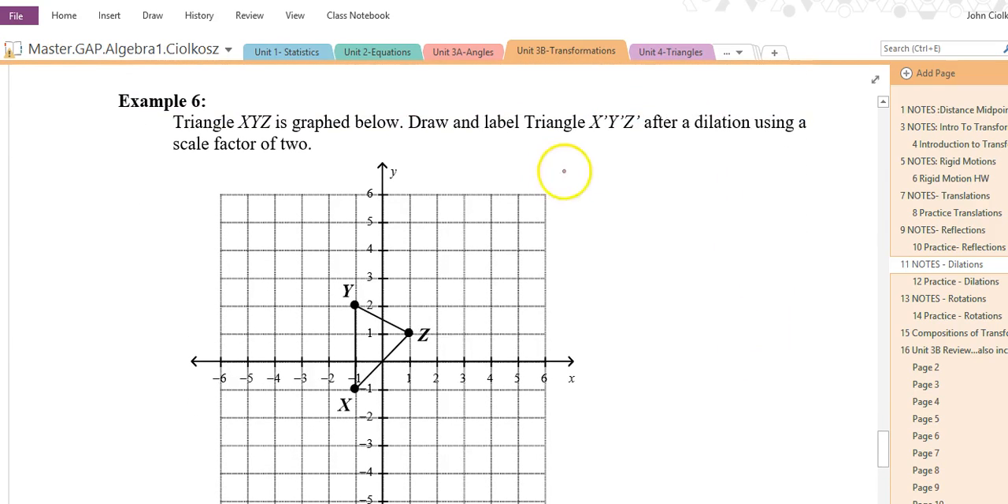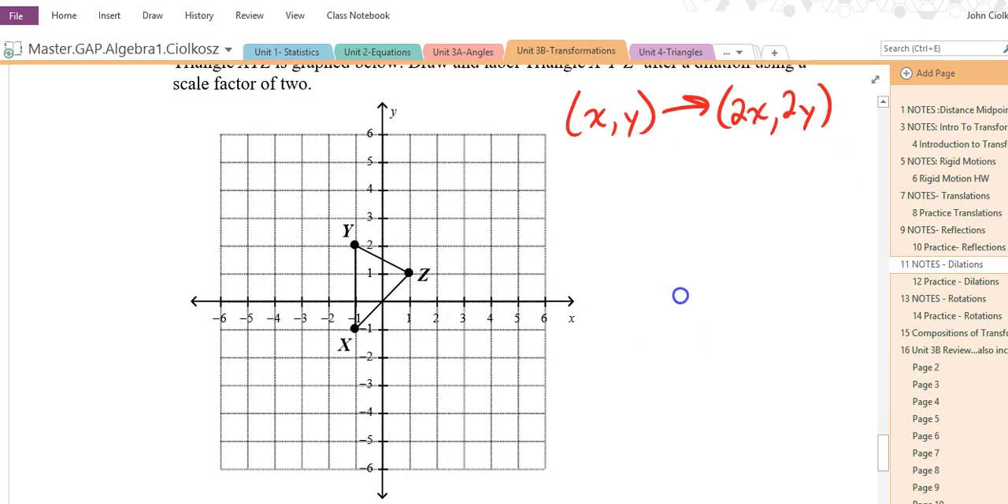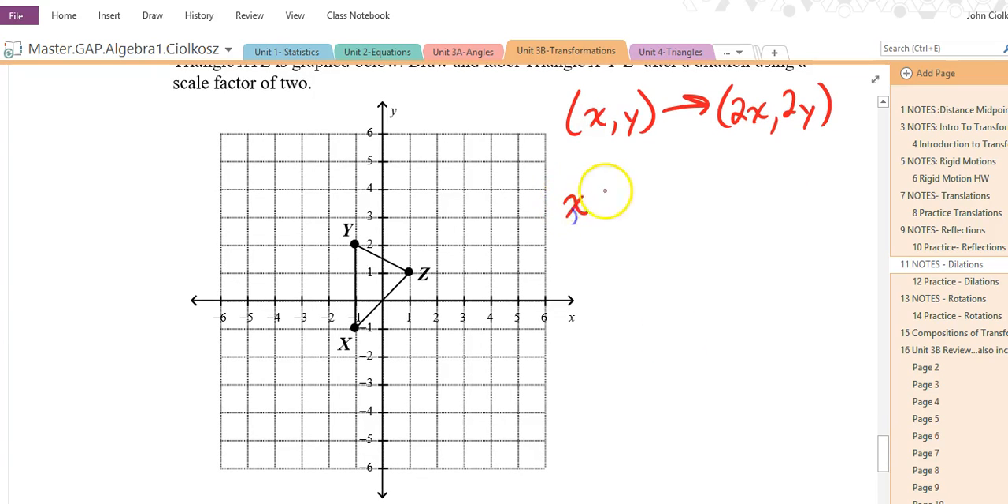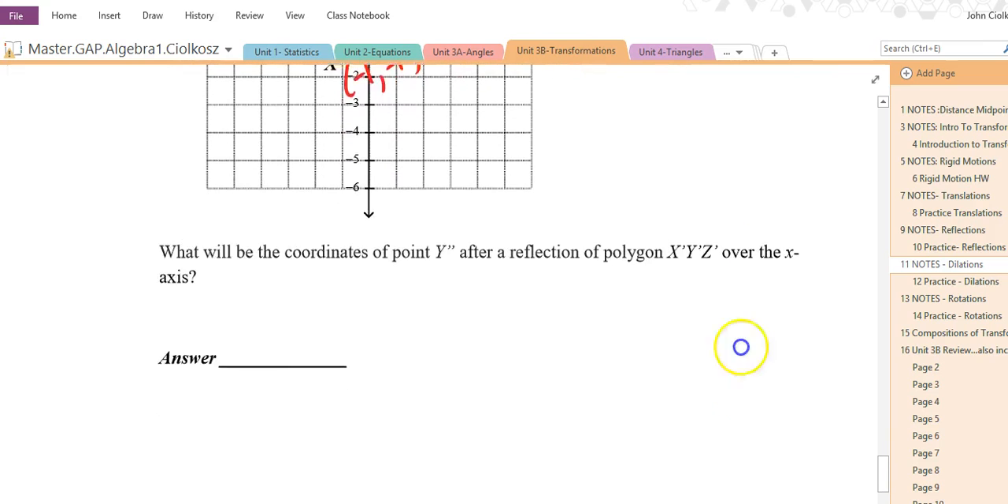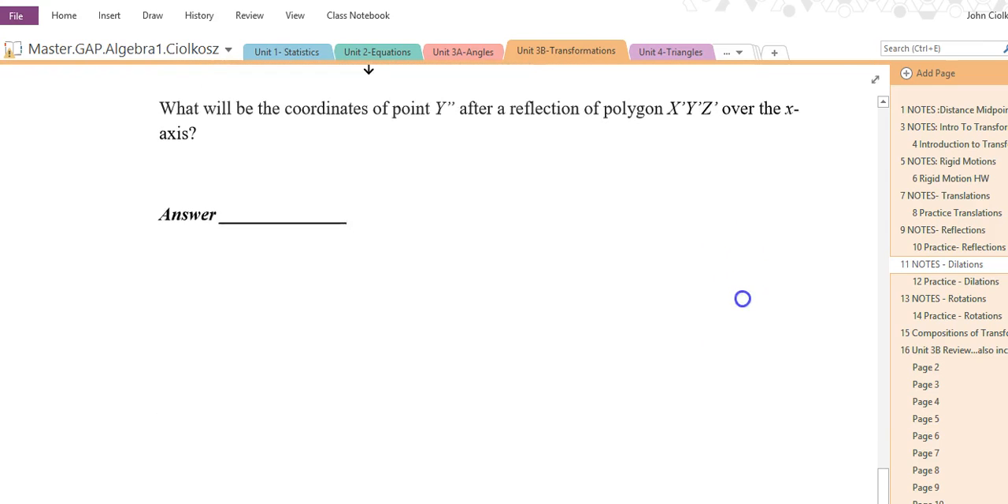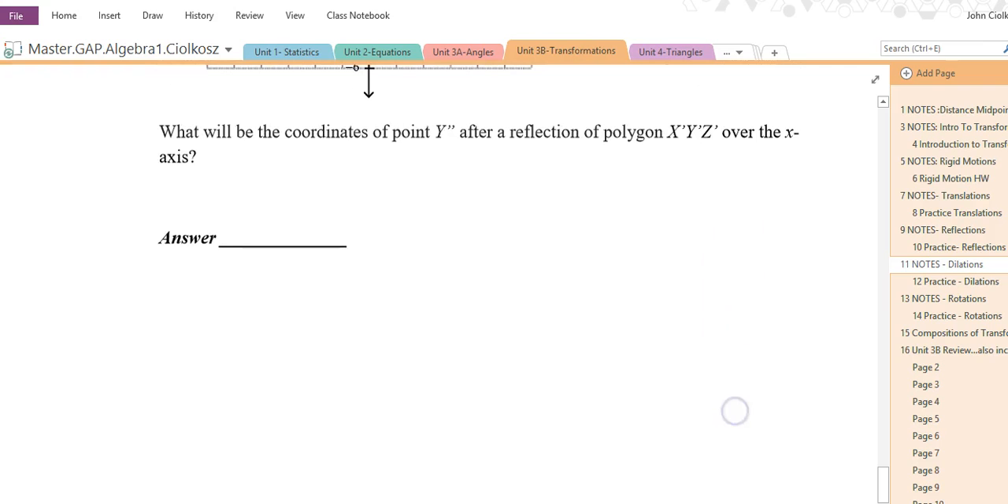So here, our rule for this one would just be x comma y. Scale factor of 2, multiply your x's by 2, multiply those y's by 2. So for our points here, let's see, x is at -1, -1, 2 is at 1, 1, and y is at -1, 2. So go ahead, multiply there, you're good to go. Don't worry so much about this.